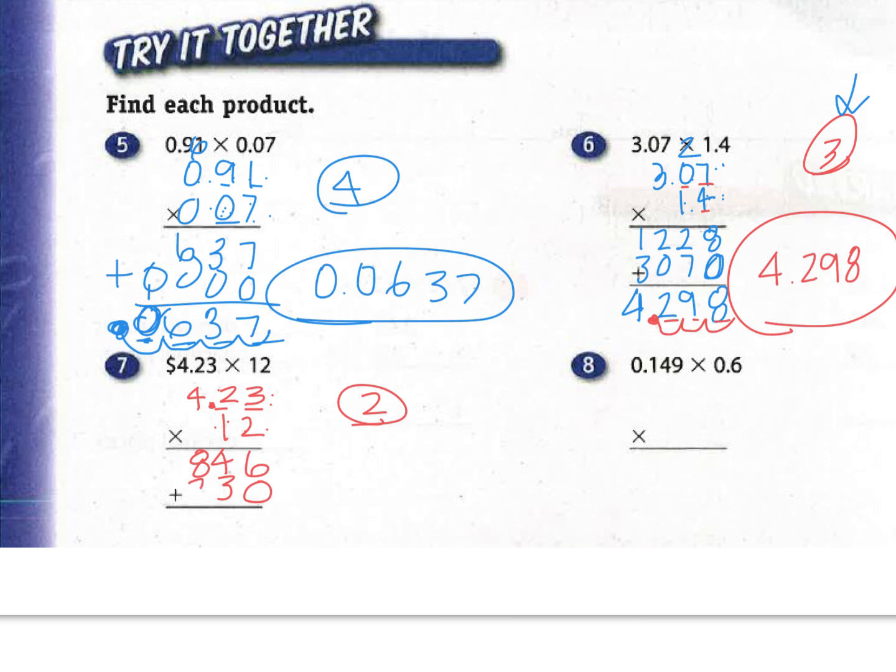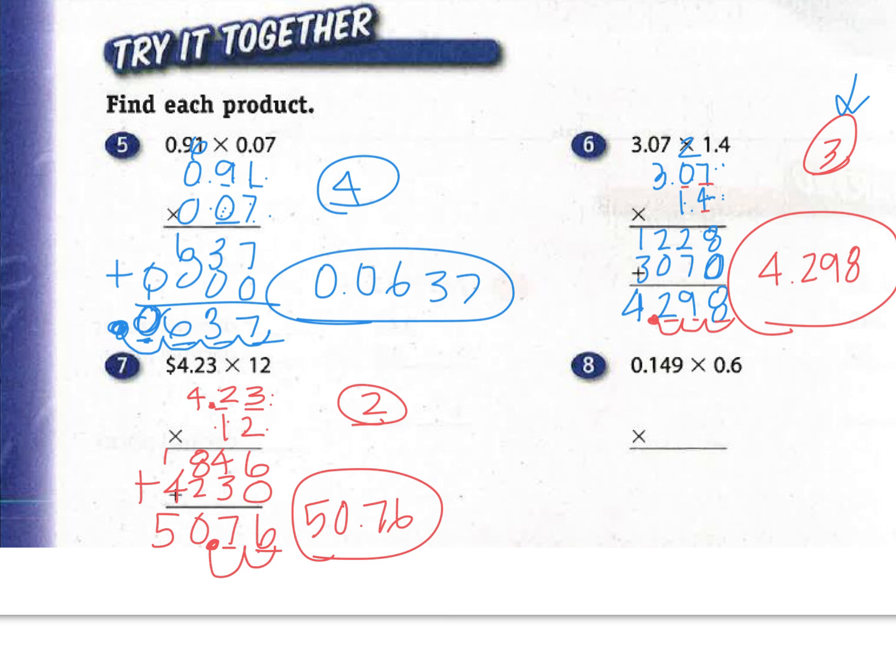1 times 2 is 2. 1 times 4 is 4. Add these up. 6, 7, 10, carry the 1, 5. So now we have to go 2 decimal places. So we're going to start here and we're going to go 1, 2, because now we have 2 decimal places accounted for. So our answer is 50.76.